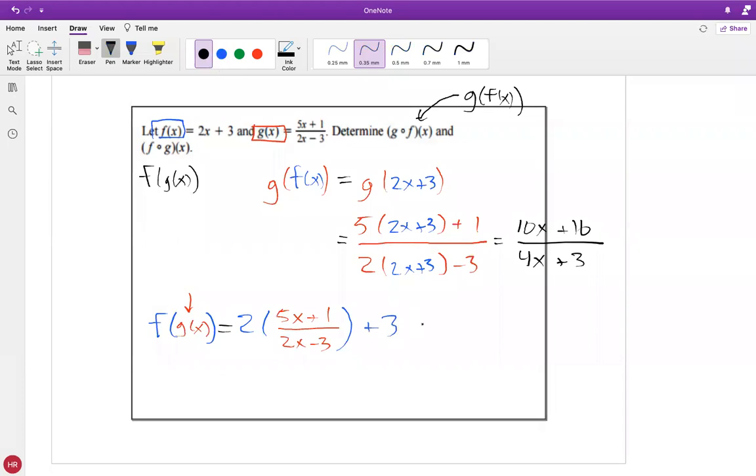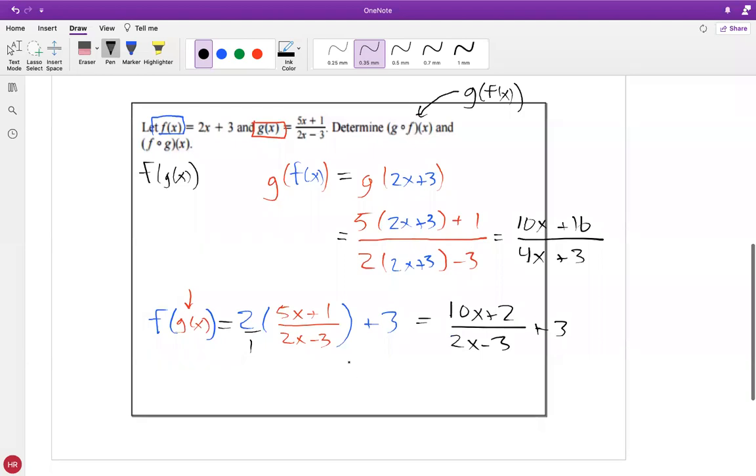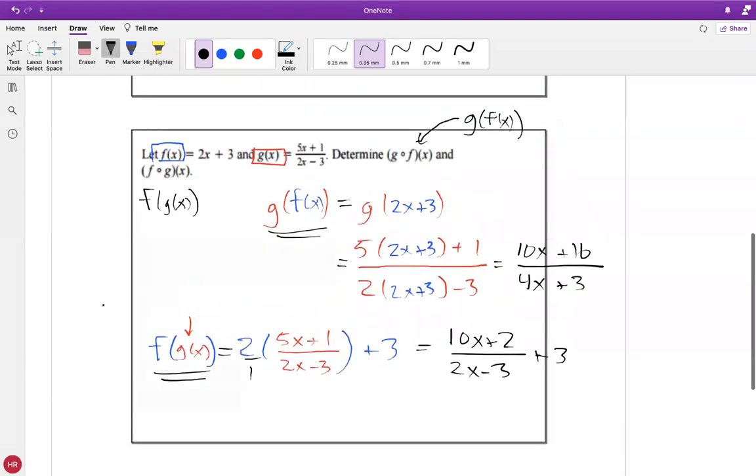And then there's not a lot of simplifying you can do here. You can multiply the 2. Remember, this 2 is like 2 over 1. So I can multiply the 2 to the top of this fraction. 10x plus 2 over 2x minus 3 plus 3. In theory, you could add these two things together, but it's not going to get much easier if you do that, so I'm just going to leave it like that. The important thing here is that you know which of these functions to put into the other one based on the order these things come in. And like I said, I think this notation is much more natural, much more practical than this weird little O thing that they do.